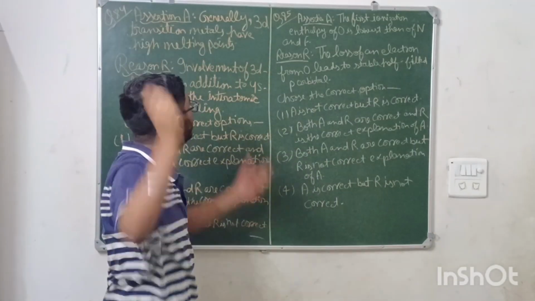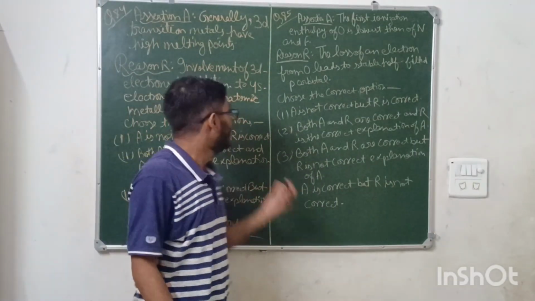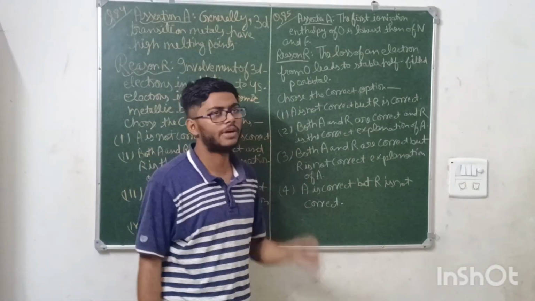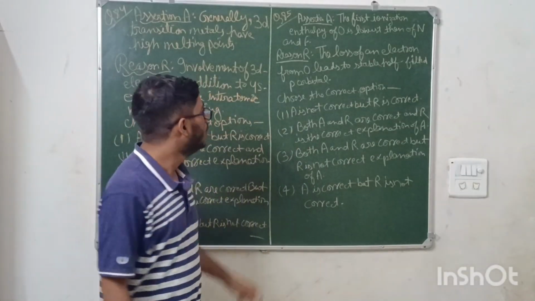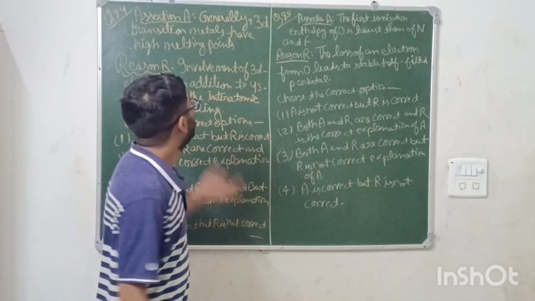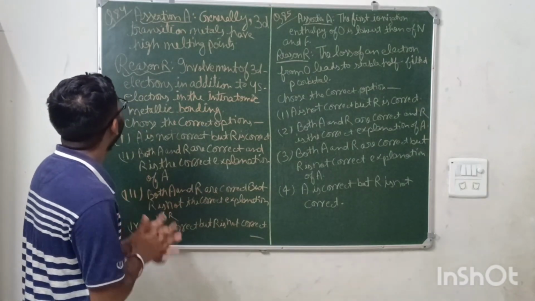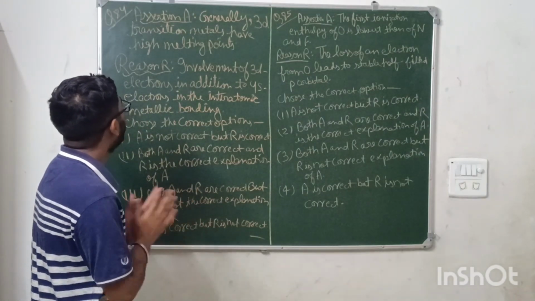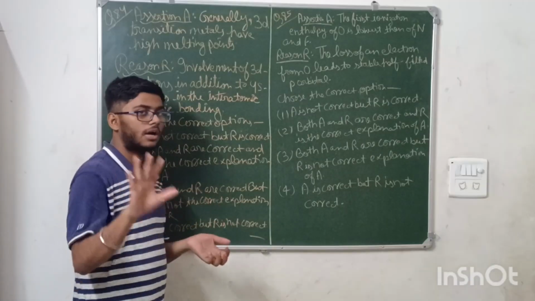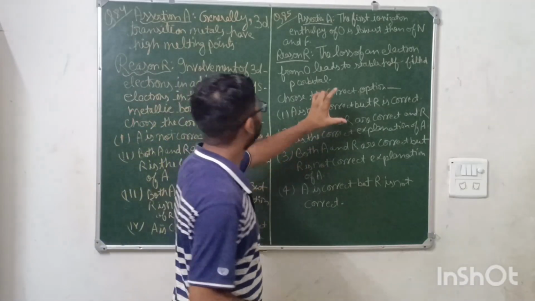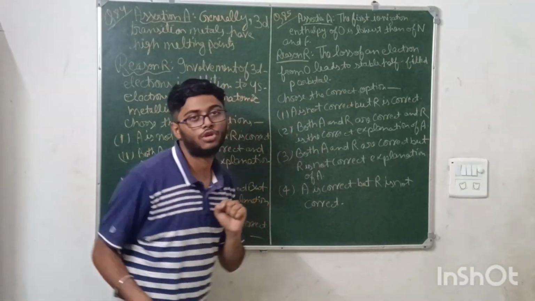Moving on to questions number 84 and 85. Both are from the chapter periodic table, and both are assertion-reason types. Solving question number 84, the assertion says generally 3D transition metals have high melting point. I'm sorry, question number 84 was from the chapter d and f block, and this is from the chapter periodic table.